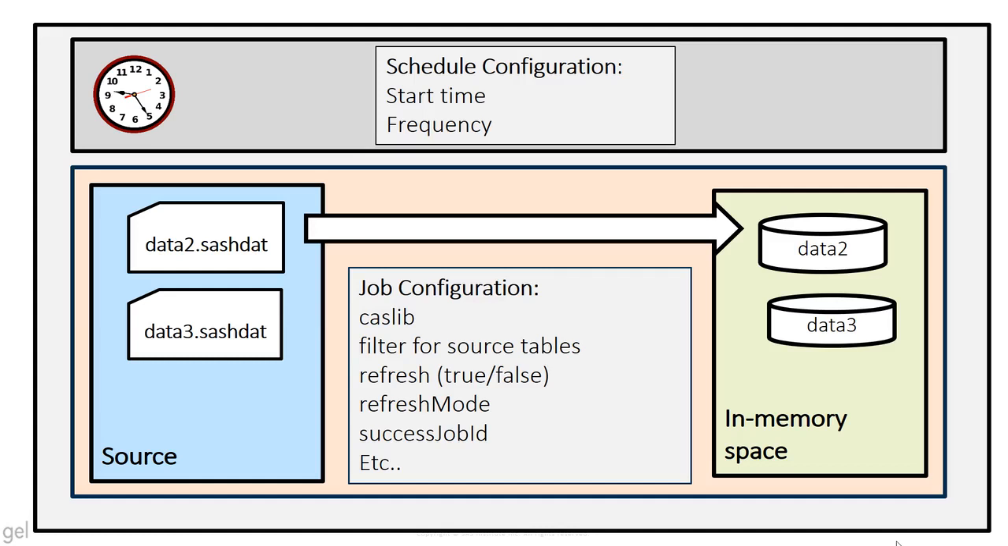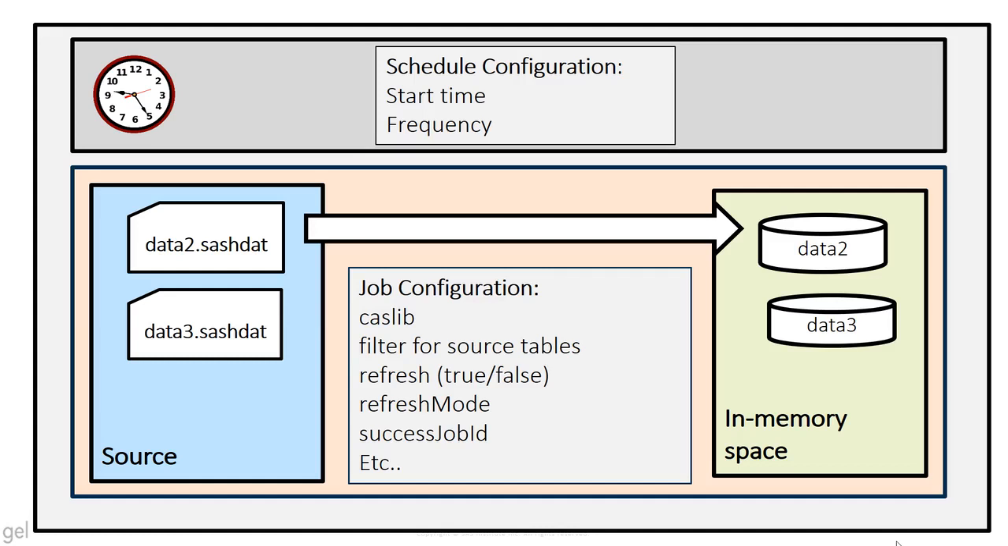So in this load job, we point to a CAS lib with 2 tables in it. It will load those 2 tables into memory. You can filter the types of tables you want to load. So you could say, for this CAS lib, I only want to load CSVs, or just load SAS HDAT files. You can tell it whether to refresh the data in memory or just reload it completely.